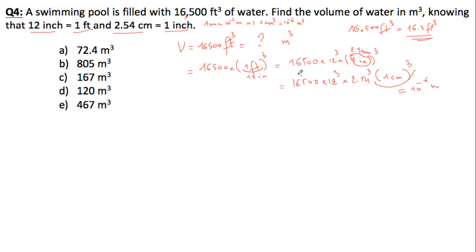So bottom line, I have to take this, multiply it by this, multiply it by this, multiply it by 10 to the power minus 6 meter cube. And that will give you 467 meter cube. Okay. You do it, you have full mark, end of the quiz. Thank you.